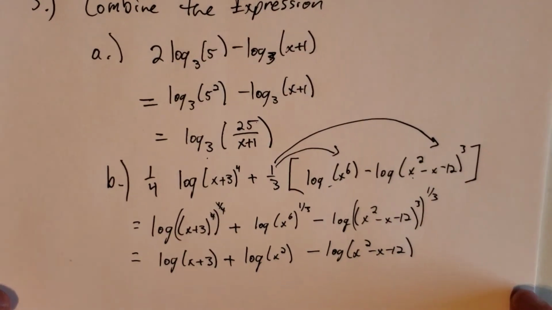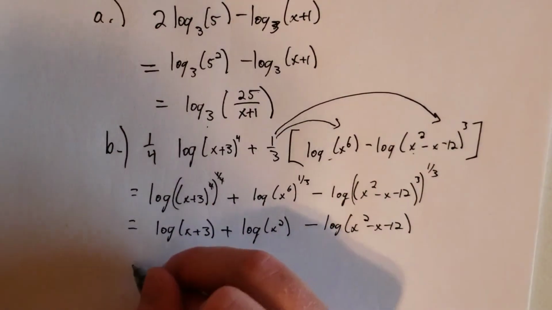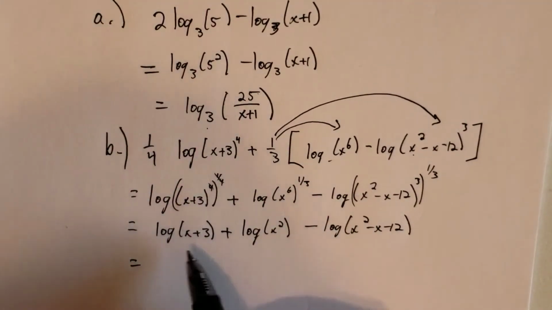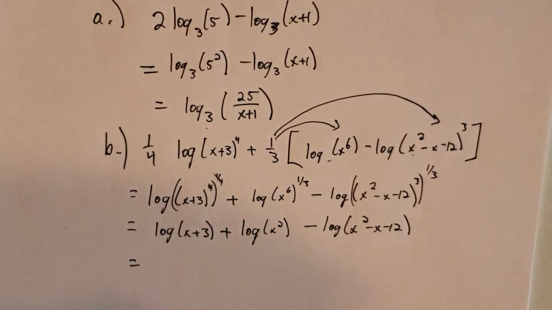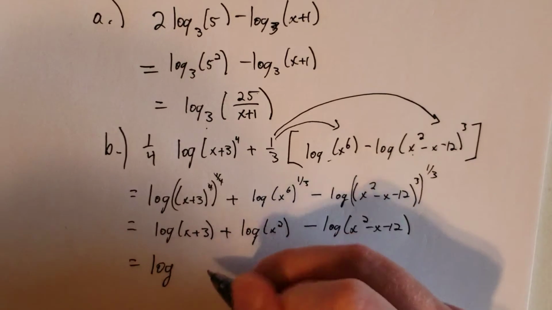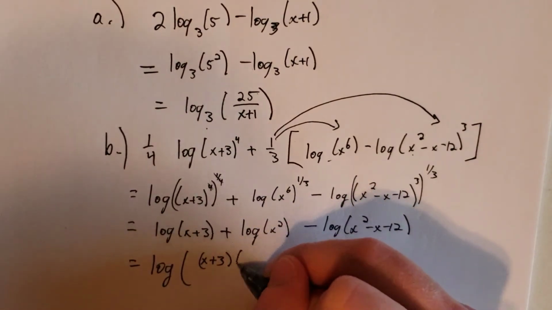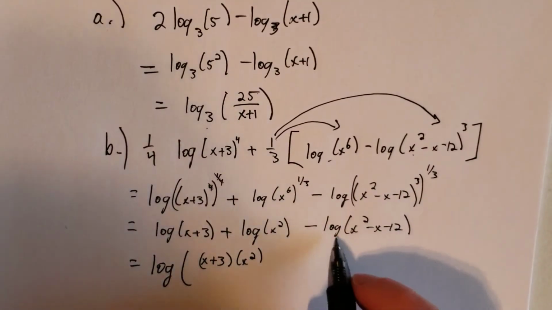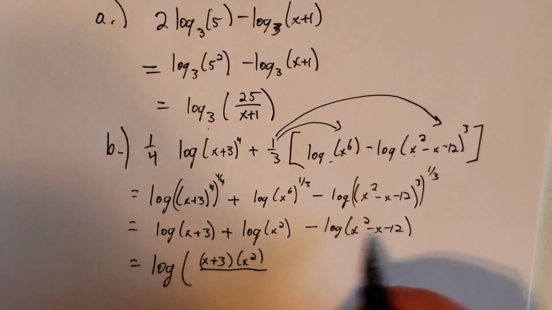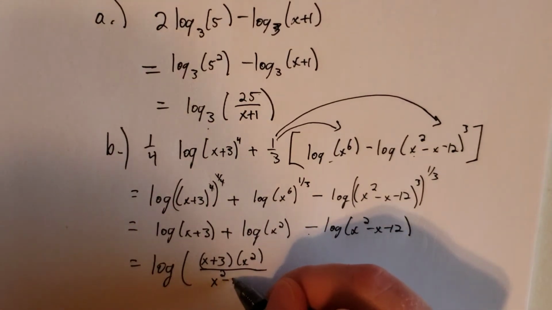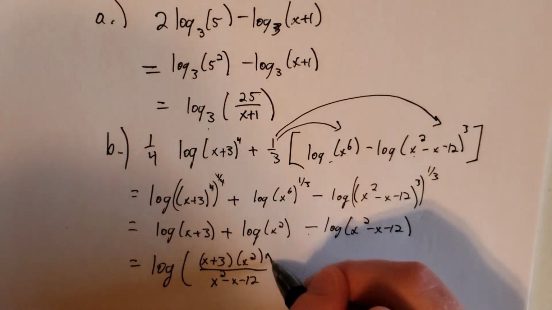And then we can put all of this together, since we have the same base everywhere here, right? Log base 10. Since we have the same base, we can combine all of these into one expression. So this is log of, let's see, x plus 3 times x squared divided by, why is it divided by? It's because we have a negative here out in front. So divided by x squared minus x minus 12.